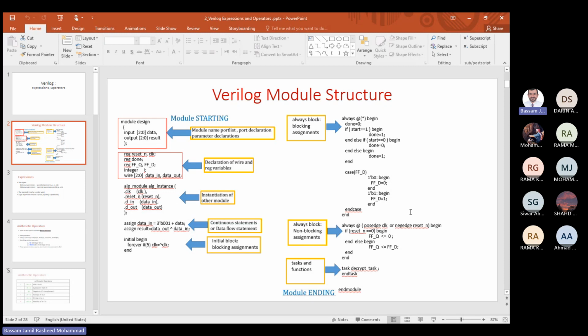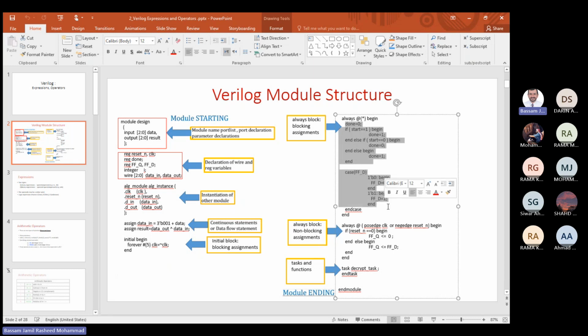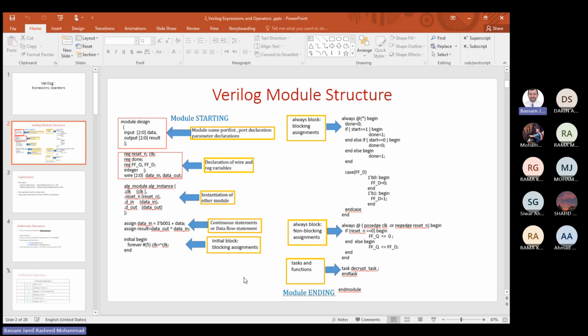So what we're going to discuss here is how I can create these expressions in the assign statement or inside the always block. How can I add things? How can I do the anding, the relations? So we'll talk about expressions and operators.